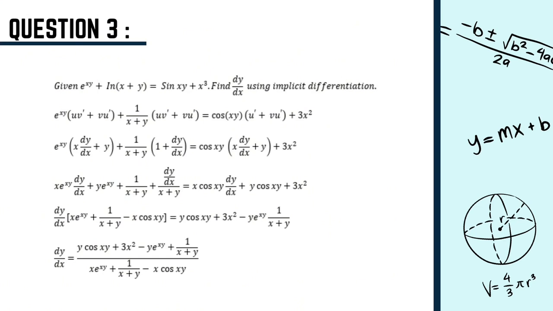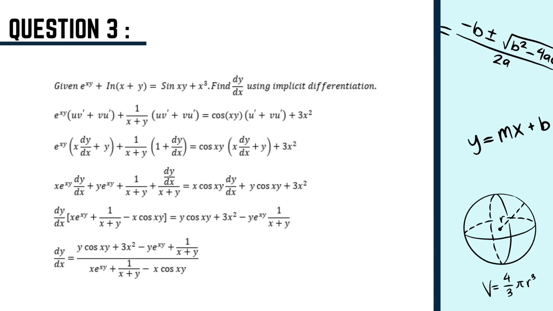Starting with the left hand side, for the exponential of x times y, we use the chain rule. The derivative is the exponential of x times y multiplied by the derivative of x times y. Using the product rule, the derivative of x times y is x times the derivative of y with respect to x plus y.